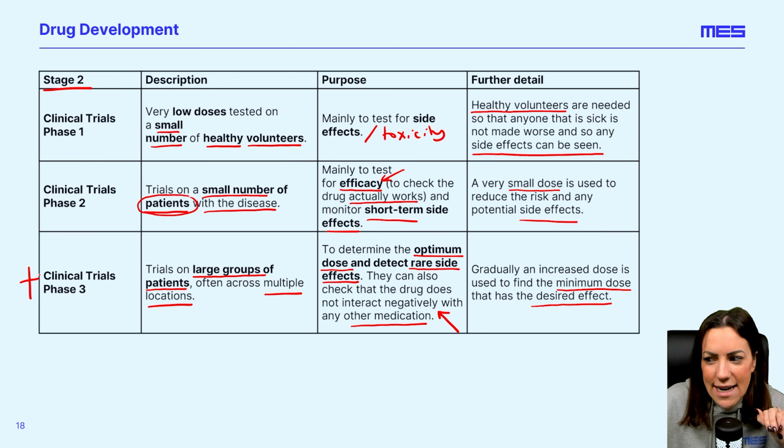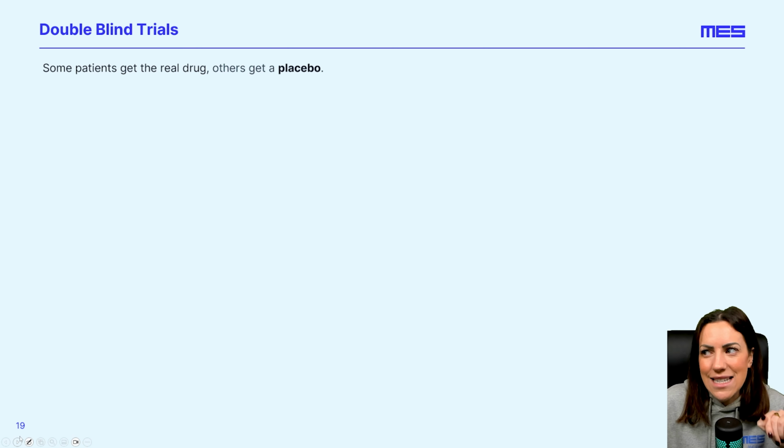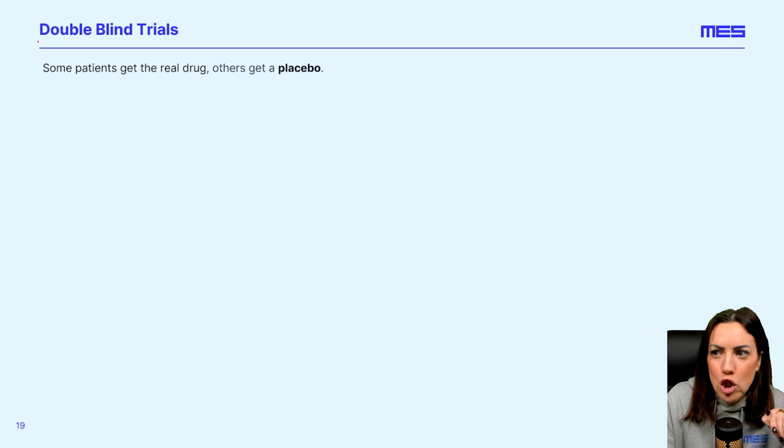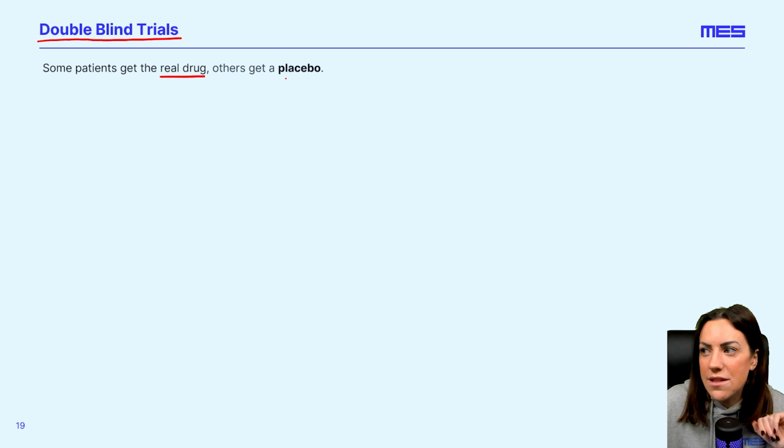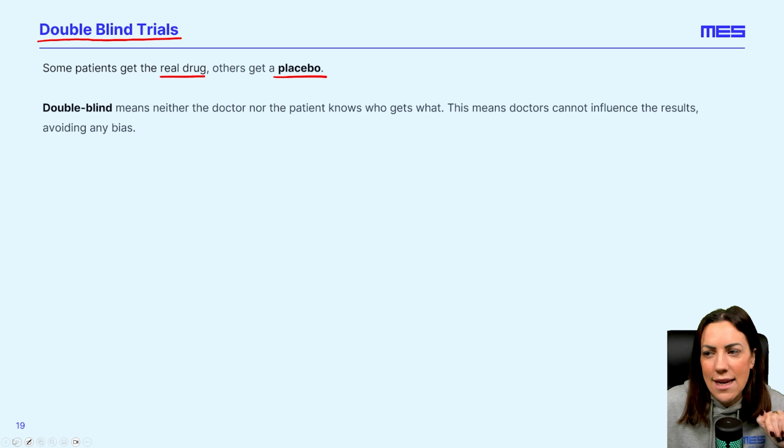So you remember this stage here where we're using large groups of patients of all different ages, ethnicities across multiple locations. That stage is going to be done as a double-blind trial. Now, in a double-blind trial, some patients will get the real drug with the active ingredient, and some patients, half the patients, should get a placebo. Now, let's talk more about this. This is a double-blind trial.